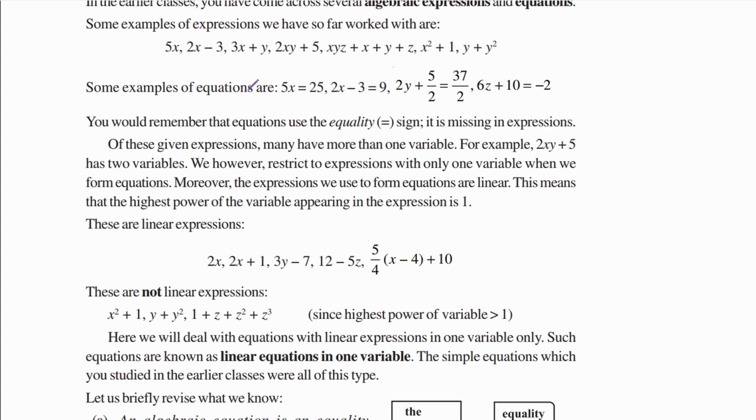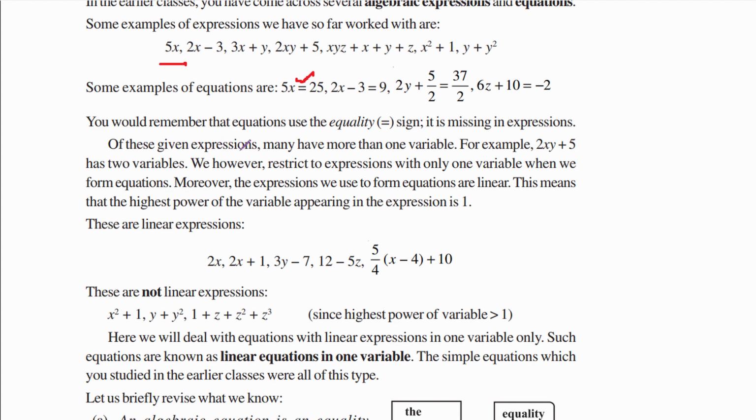Some examples of equations are 5x equals 25, 2x minus 3 equals 9, and so on. So what is the difference between an algebraic expression and an equation? An expression simply consists of constants and variables and has no sign of equality. That is what differentiates algebraic expressions from equations. You would remember that equations use the equality sign, as we have here. It is missing in expressions. So this is the basic difference between algebraic expressions and equations.